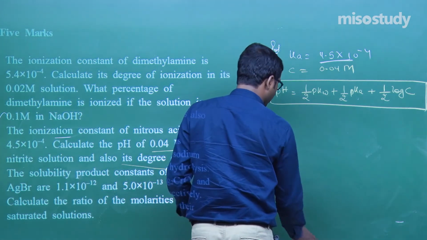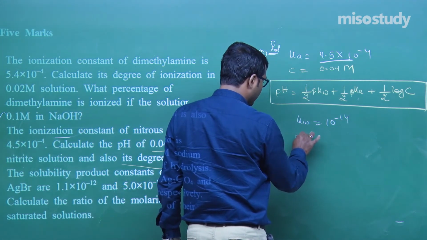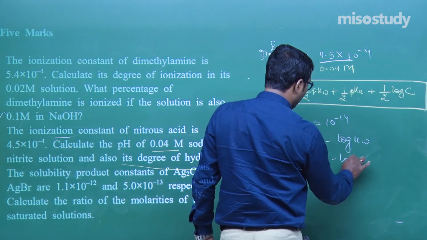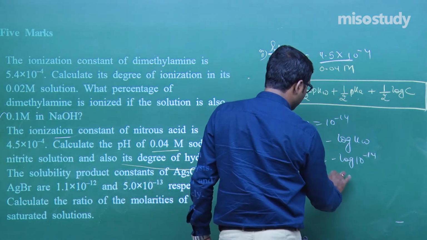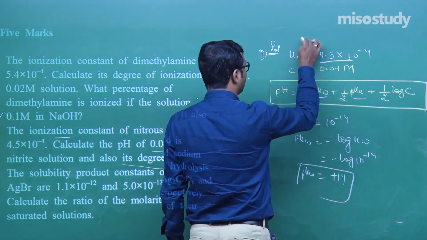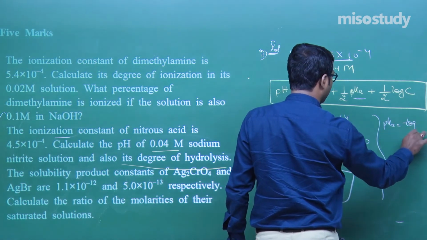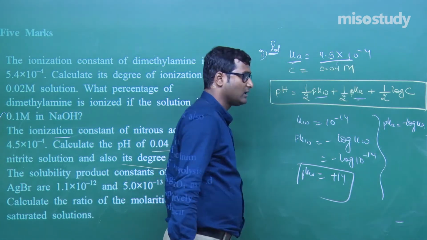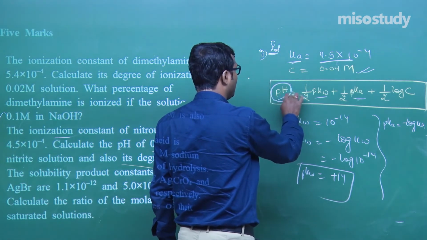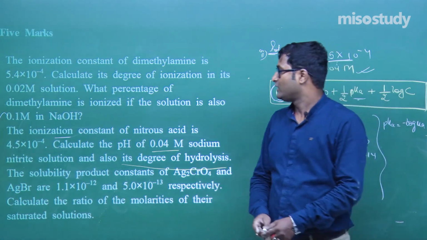Wait for a moment. Kw is equal to 10 to the power minus 14, and pKw is equal to minus log Kw, that is minus log 10 to the power minus 14, that is plus 14. Now put this value of pKw here. As we know pKa is equal to minus log Ka. Put the value of Ka, you can get the value of pKa. Now C is 0.04, you can get the value of pH, my friend. Am I right? Yes sir, you are absolutely right.